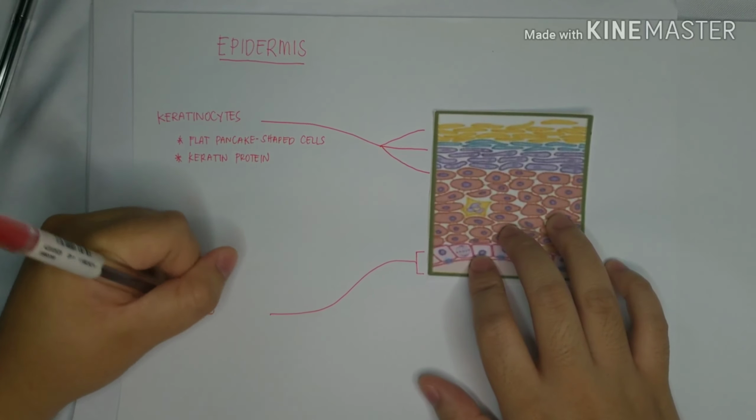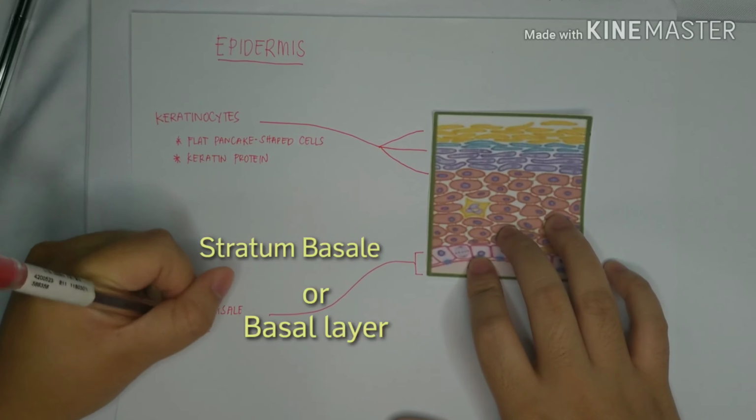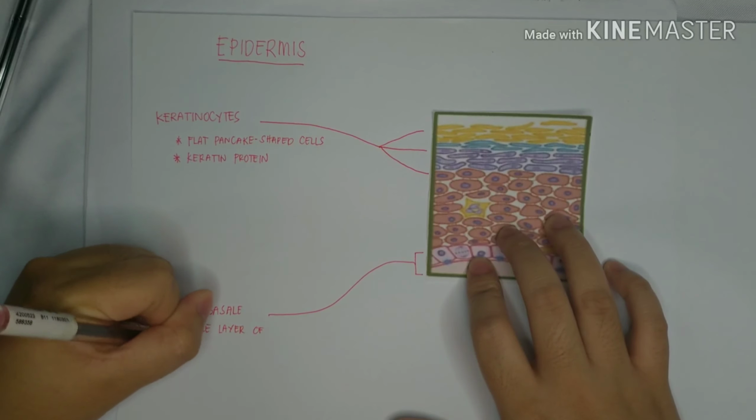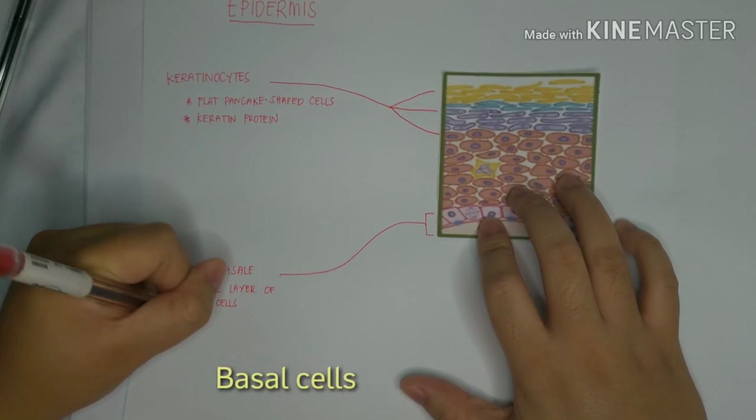Keratinocytes start their life at the lowest layer of the epidermis called the stratum basale, or basal layer, which is made of a single layer of stem cells called basal cells that continually divide and produce new keratinocytes.